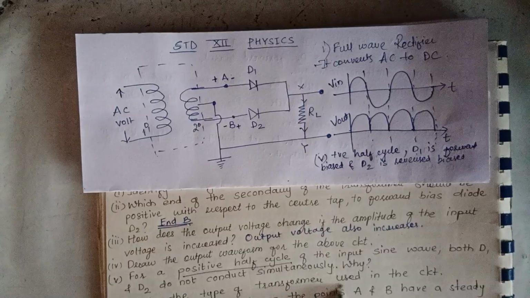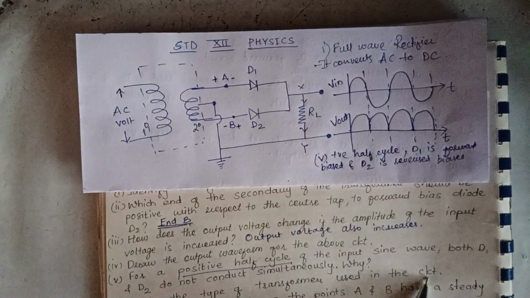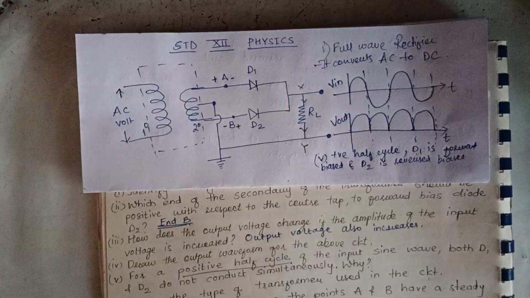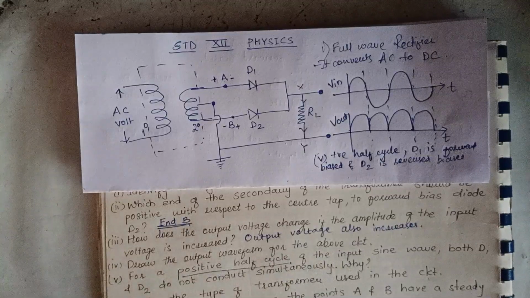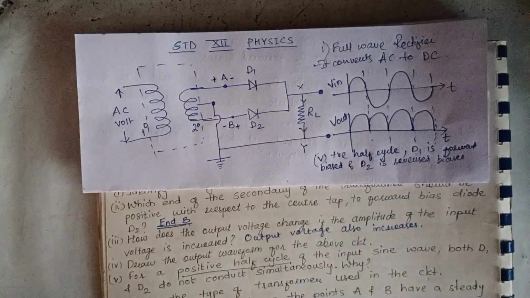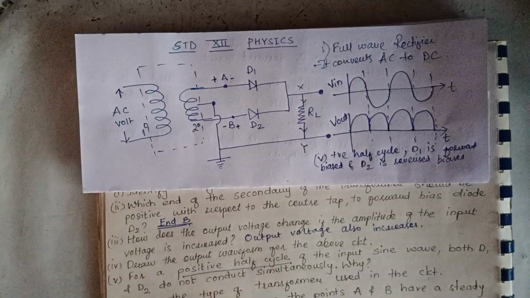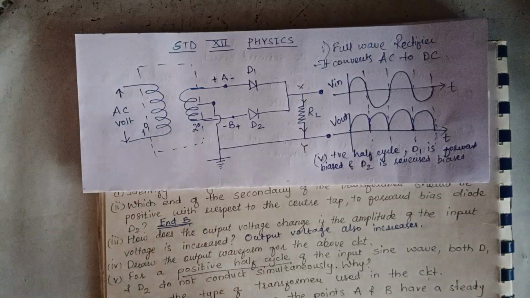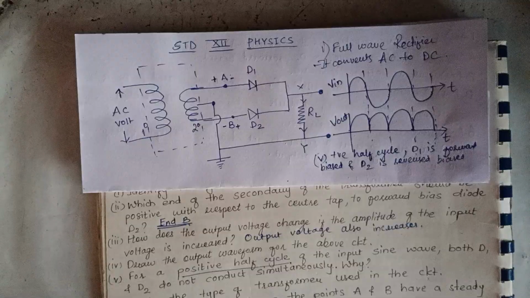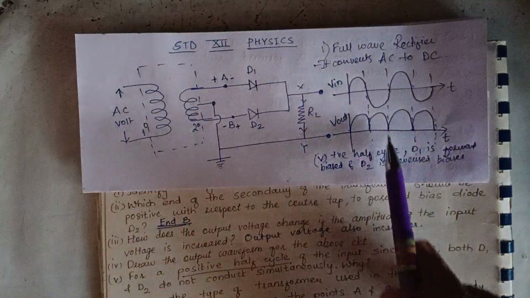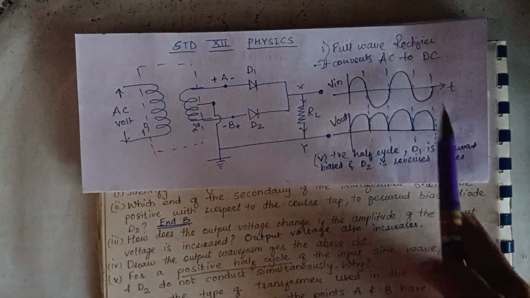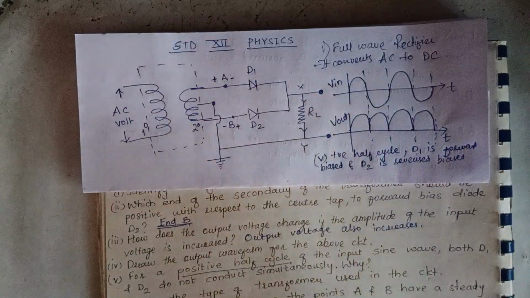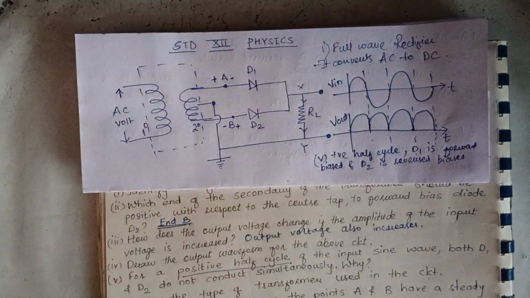Next is: state the type of transformer used in the circuit. This is center tap transformer. Then, does the voltage between the points A and B have a steady value? No, it doesn't have a steady value. We get a pulsating output. It's not a steady output.